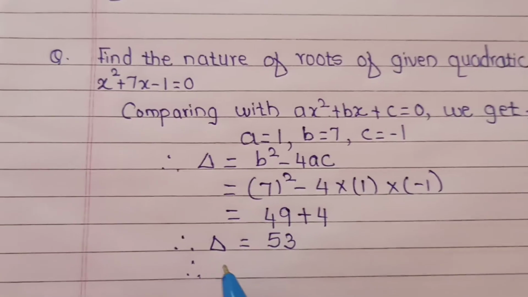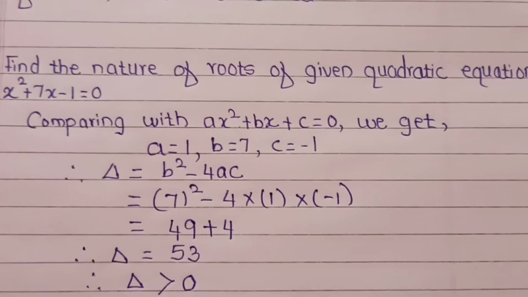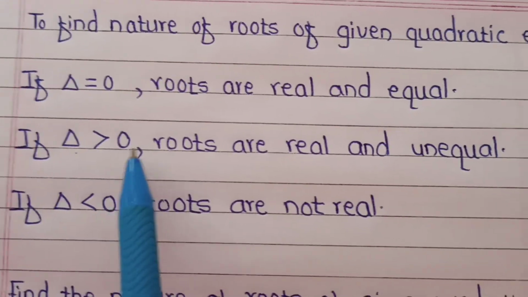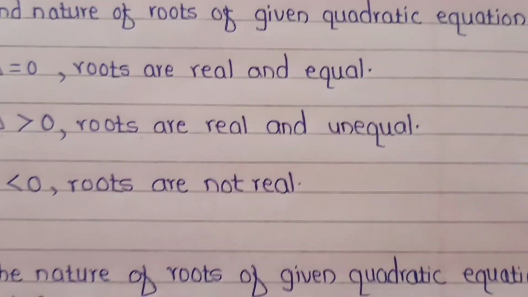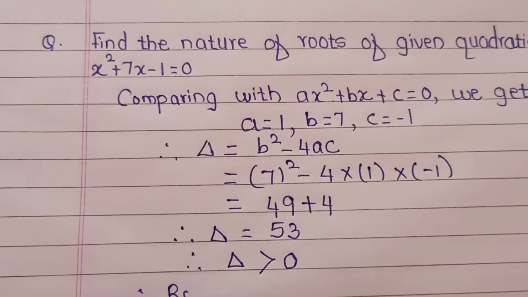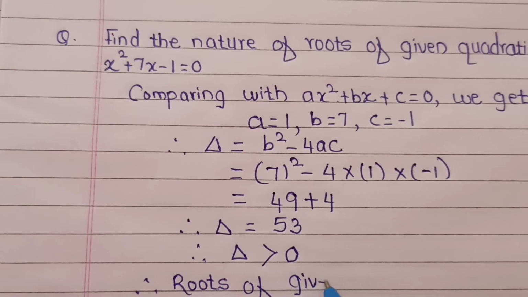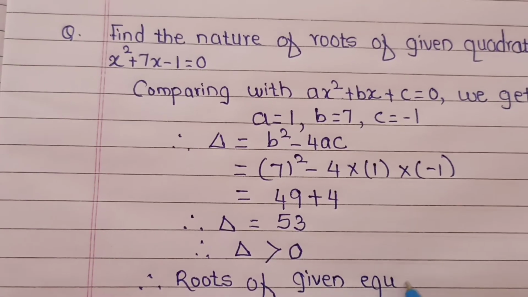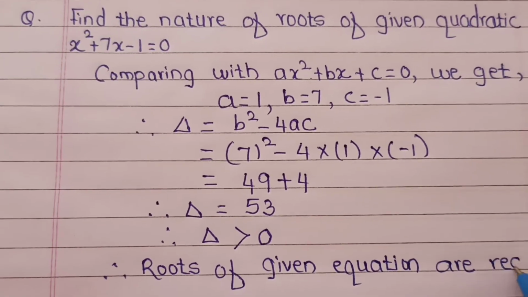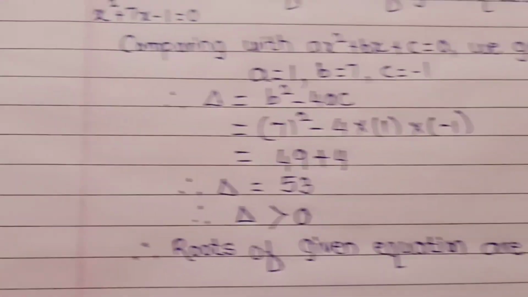So our conclusion is the value of delta is greater than 0. As the value is positive, it is greater than 0. Therefore, as discussed, if the value is greater than 0, then the roots are real and unequal. So we have to write the conclusion now. Therefore, roots of the given quadratic equation are real and unequal.